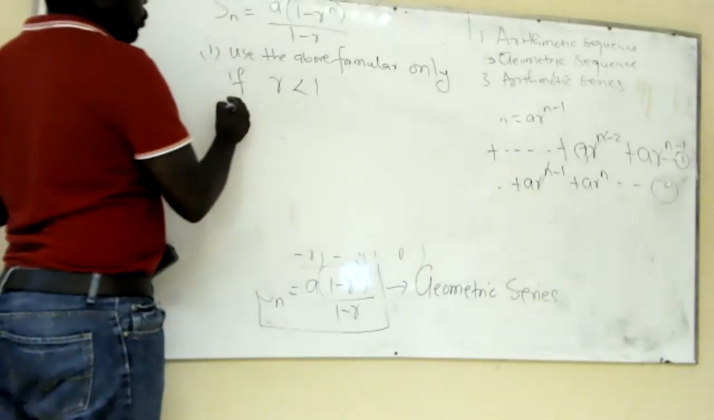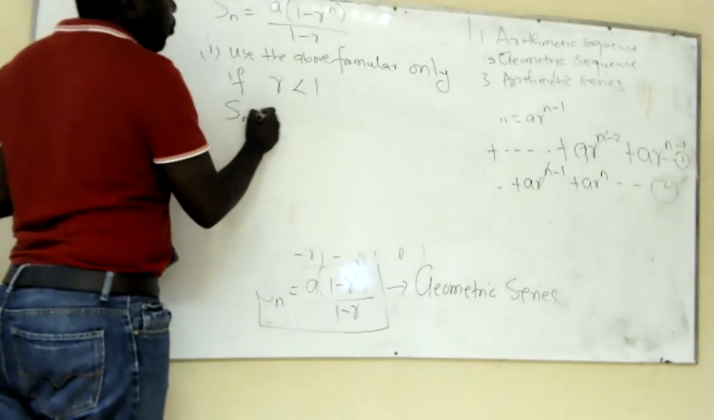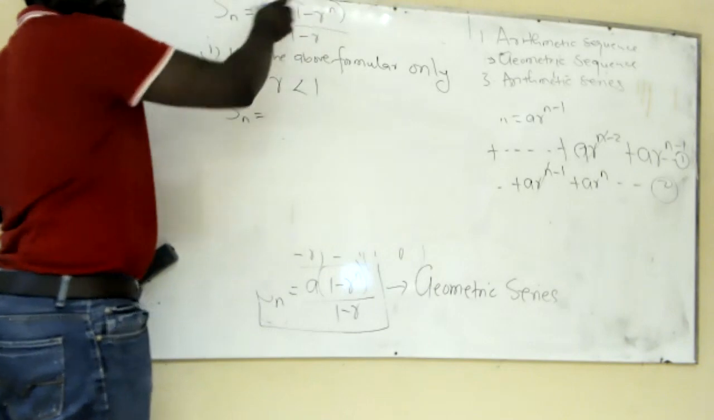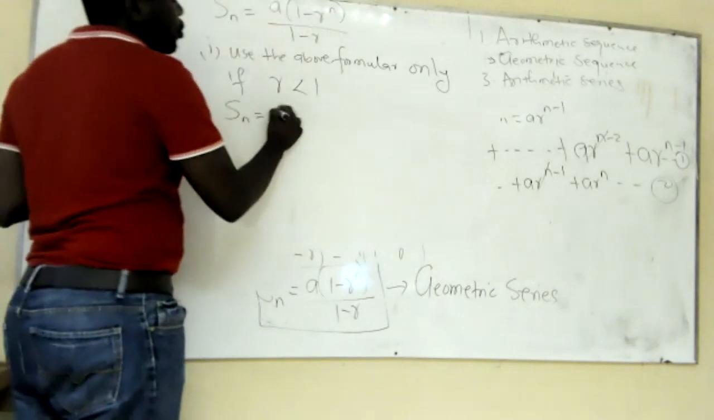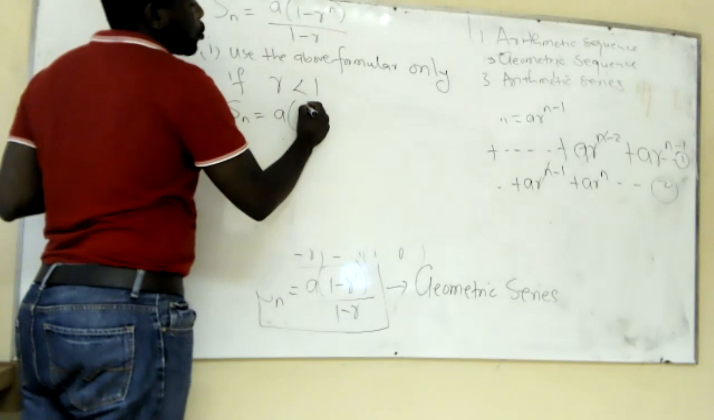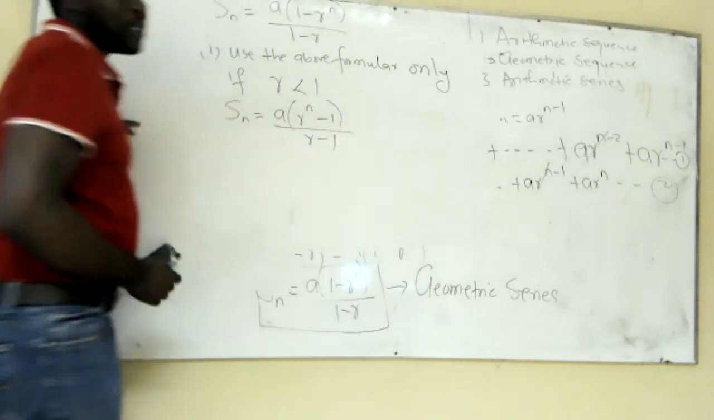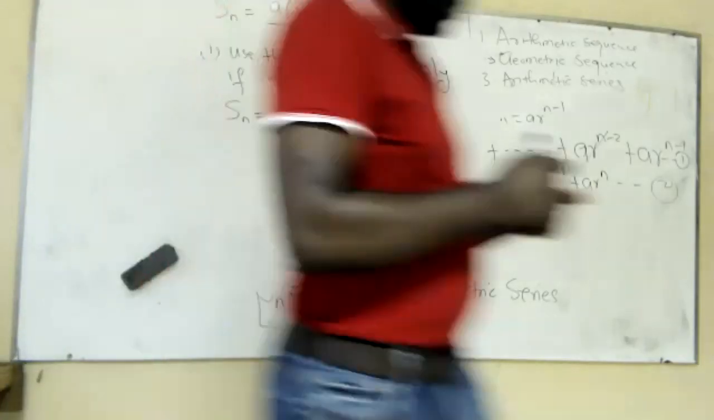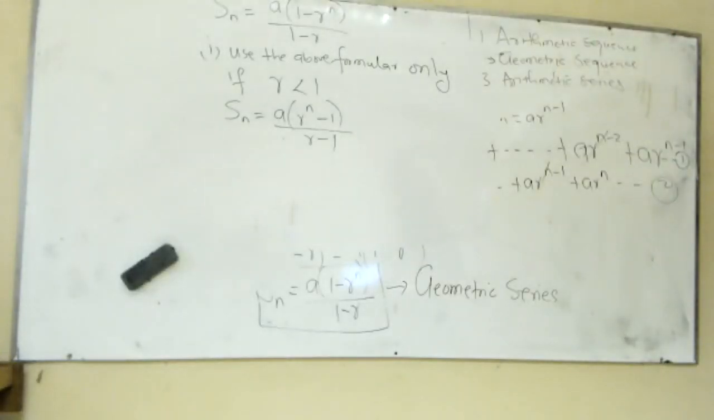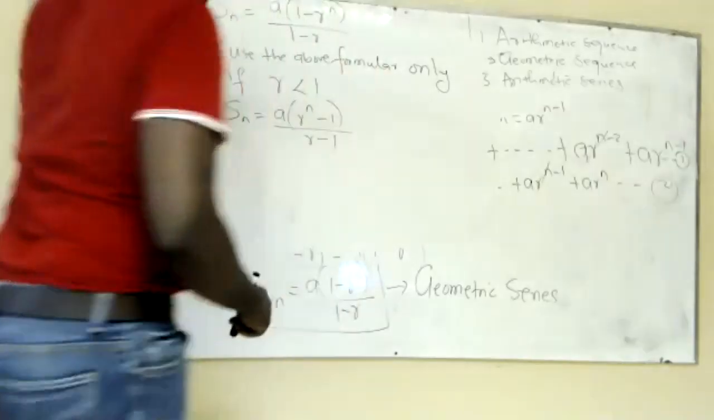The formula you need to use when r is greater than 1 is just an exchange of the variables we have up there. So it's going to be a into r to the power of n minus 1, all divided by r minus what? Minus 1. So that is another formula. It's exactly the same thing.